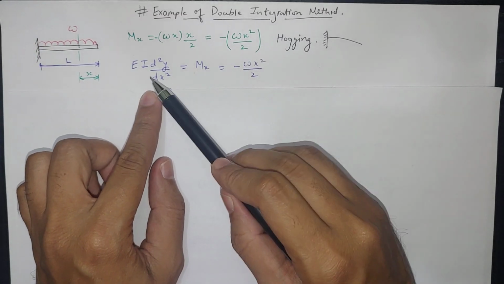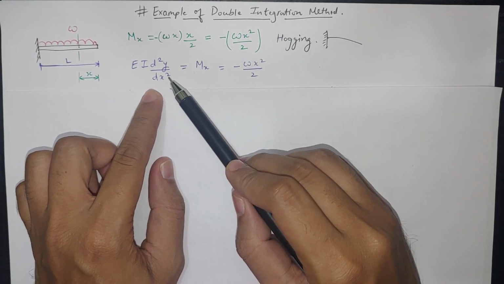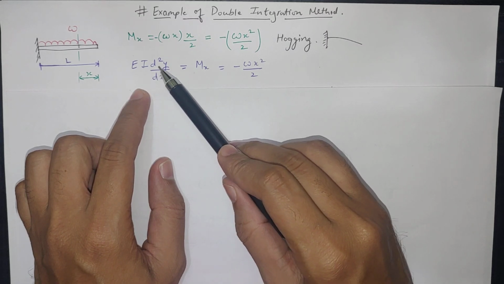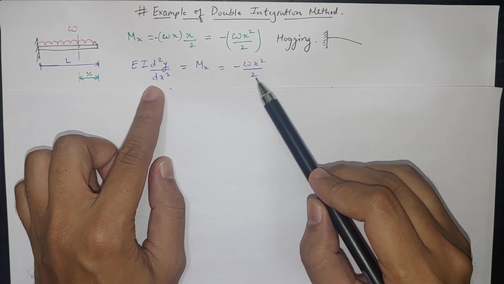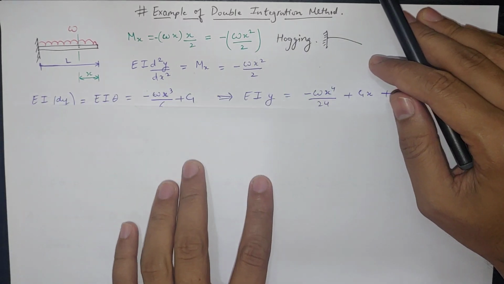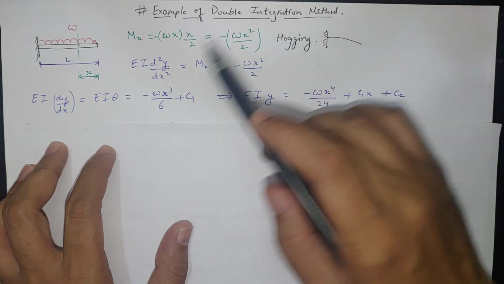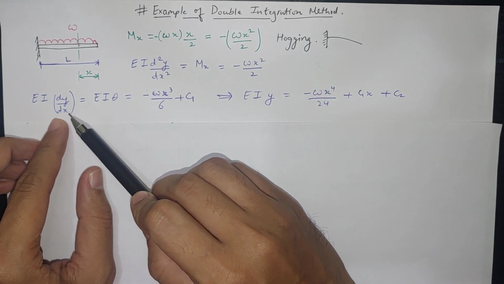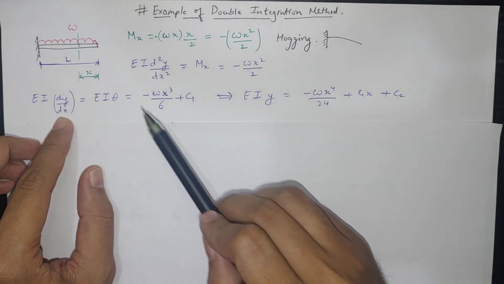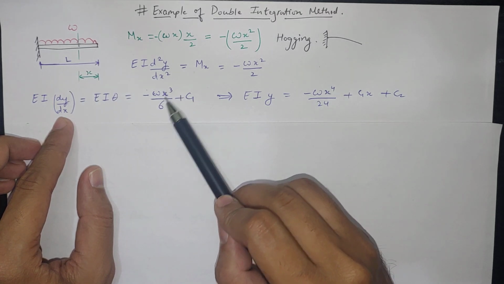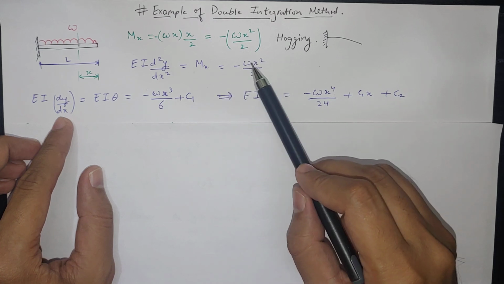Now if we use the double integration equation, then EI d square y by dx square is equal to the moment at x, which is this, minus wx square by 2. Now we have to integrate it twice. So if we integrate it one time, we get dy by dx, which is equal to theta, the slope of this curve, so it is equal to minus wx cube by 6 plus c1. So we have integrated this term.